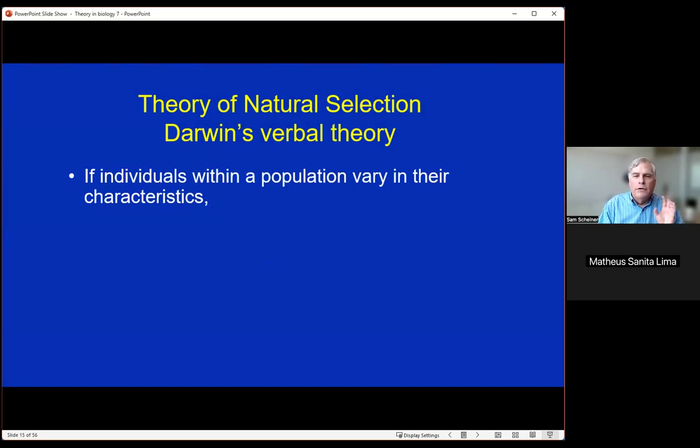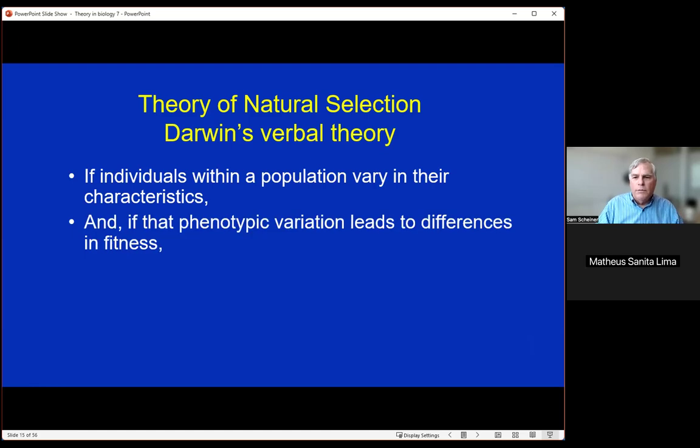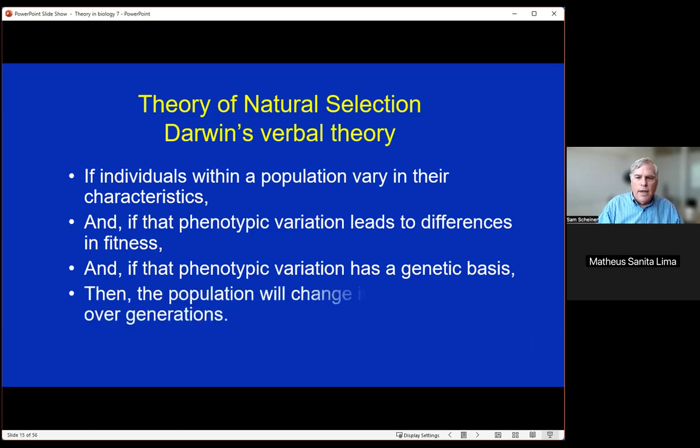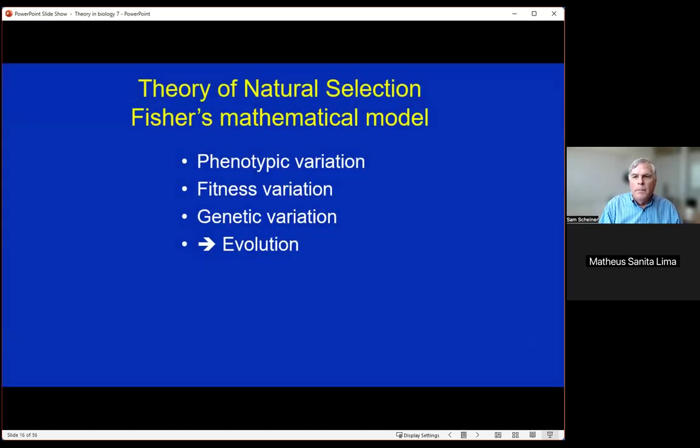There are various ways of describing his theory in a verbal way. This is a common one. If individuals within a population vary in their characteristics, and if that phenotypic variation leads to differences in fitness, and if that phenotypic variation has a genetic basis, then the population will change its characteristics over generations, right? So that's the core of Darwin's theory.